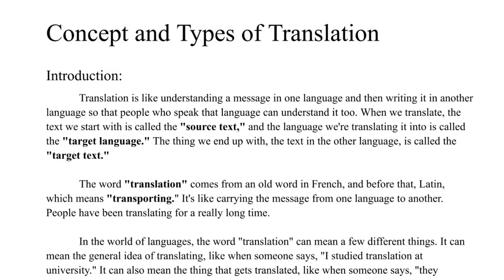Today we are discussing a very important topic, that is concept and types of translation. So translation is like understanding a message in one language and then writing it in another language so that people who speak that language can understand it too. When we translate, the text we start with is called source text and the language we are translating it into is called the target language. The thing we end up with, the text in the other language, is called the target text.